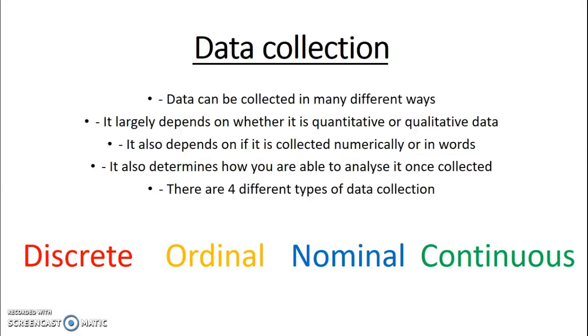Okay, actual data collection. So data can be collected in many different ways. It largely depends on whether it is qualitative or quantitative data in the way you collect it. So normally if it's numbers, it will be a different way than if it was like words and stuff like that. It also depends on whether it's numerical or in words. It also determines how you're able to analyze it once collected. So data collection really depends on how you want to analyze it. So if you want to analyze it in a certain way, looking at a table or something, then you do it a different way to something where you just want a list.